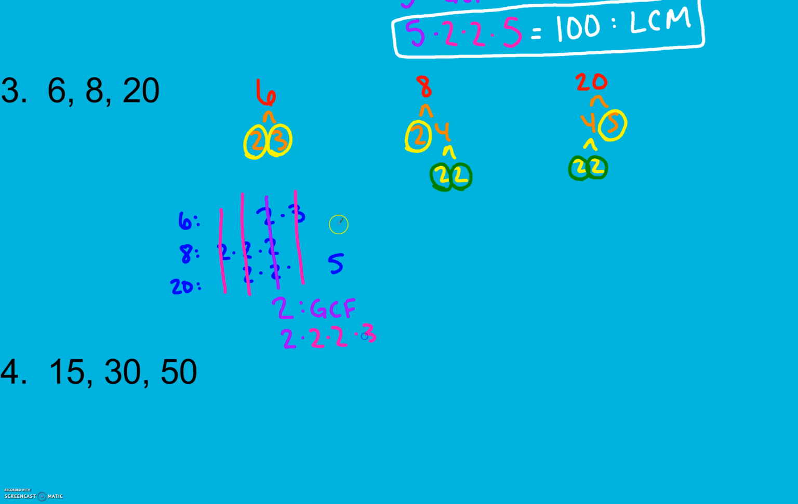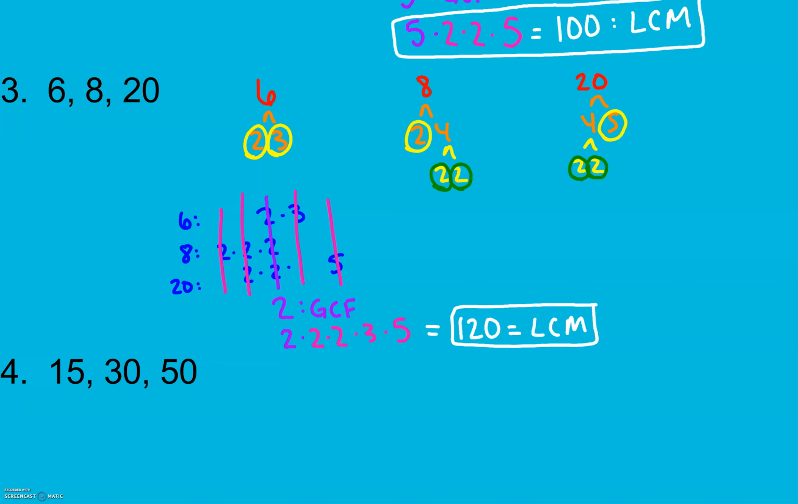3 and 5. So my greatest common factor here, 120. Not my greatest common factor, my least common multiple. Sorry. My least common multiple is 120.